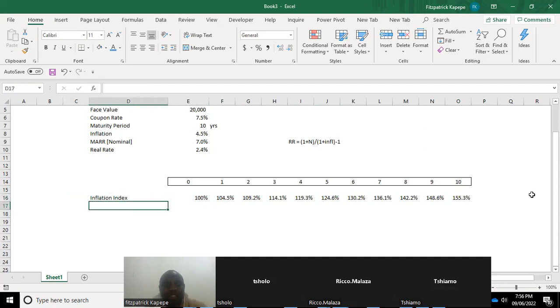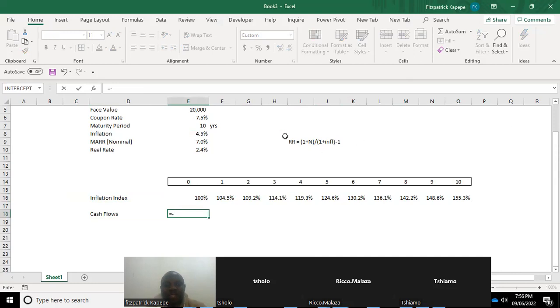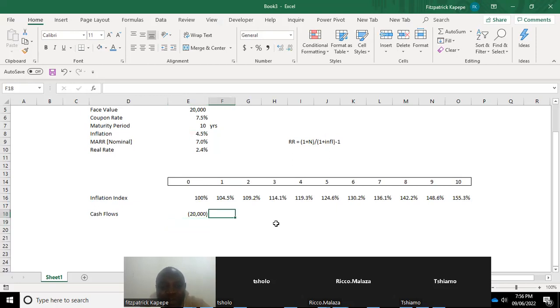Now let's look at the investment plus the coupons. I'll call this cash flows. In the first year, you as the investor bought bonds worth 20,000 rands from Mr. Ramaphosa's government.